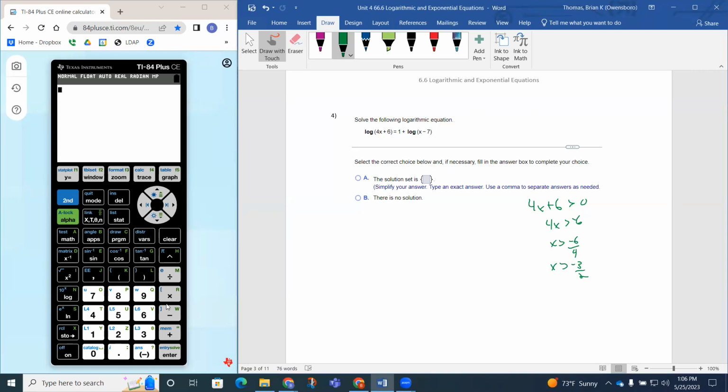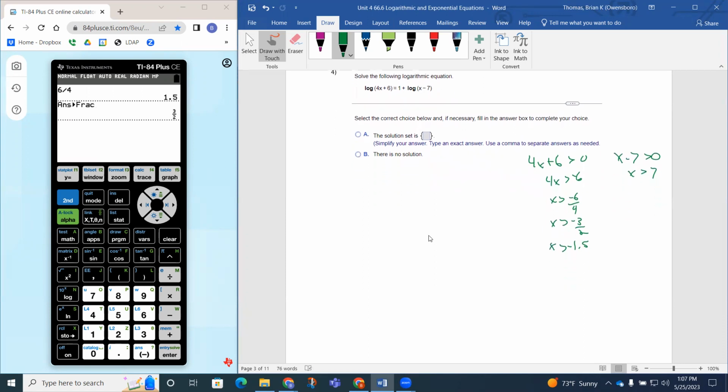So again, if you divide 6 divided by 4 and do math, fraction, you'll see that that's going to be 3/2, but a negative divided by positive is a negative. So I can use a -1.5 there as well to help me visualize this a little bit better because I'm better with decimals. Notice that x minus 7 has to also be greater than 0. So x has got to be greater than 7 as well. So you actually got to meet both conditions.